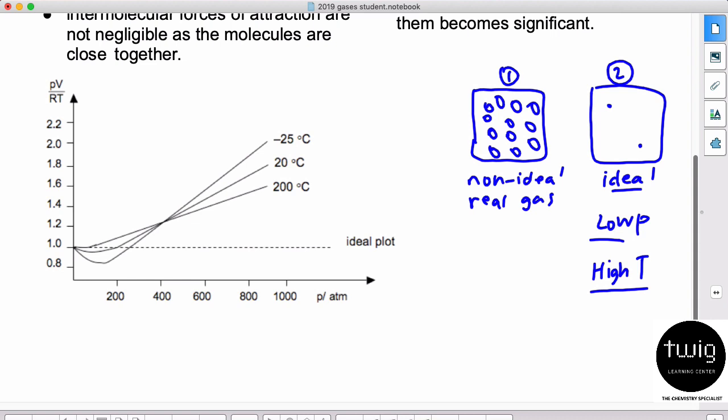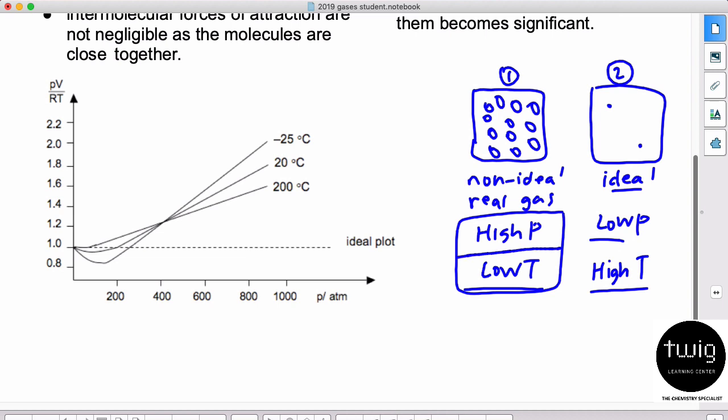So non-ideal is of course the opposite. High pressure, like this case. Look at this picture, it is high pressure, and also low temperature. At low temperature, the molecules will actually come closer and closer. So when does it deviate from ideal gas behavior? When they say deviate from ideal gas behavior, you have to look at here, alright? So it will deviate from ideal gas behavior at high pressure and low temperatures, okay?